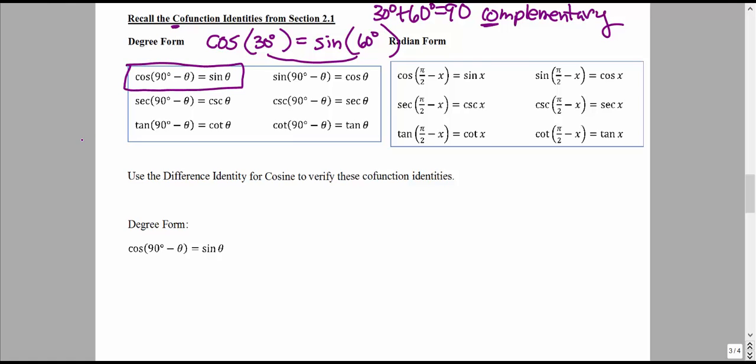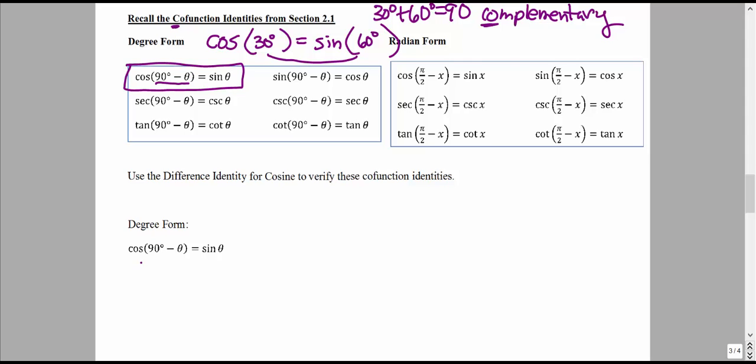We also discussed the idea of our cofunction identity. The cofunction identity for cosine is cosine of 90 degrees minus theta equals sine theta. We notice that inside of the cosine function we are subtracting two angles where one is known and one is not known. So there is a different way that we can actually derive this cofunction identity for cosine. We want to show that we can use our difference identity for cosine to show that cosine of 90 degrees minus theta is equal to sine theta.